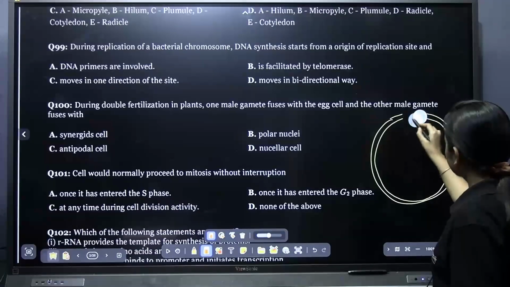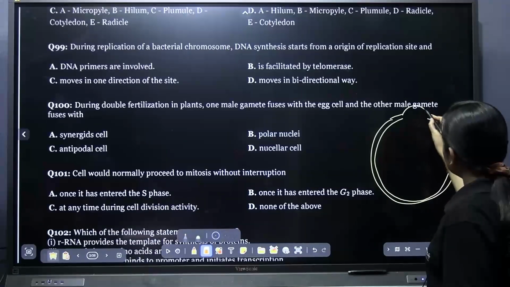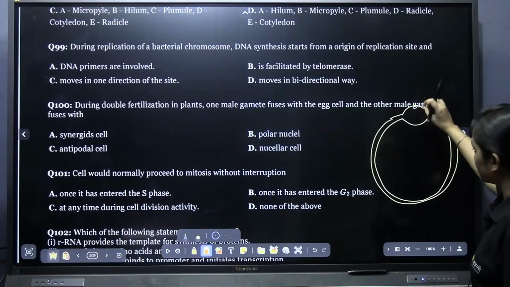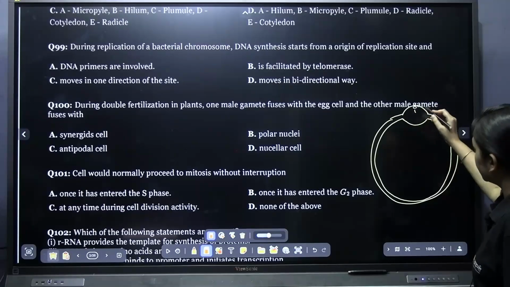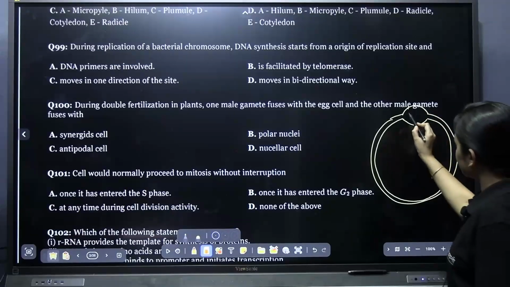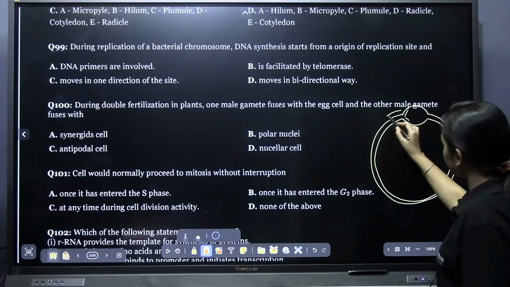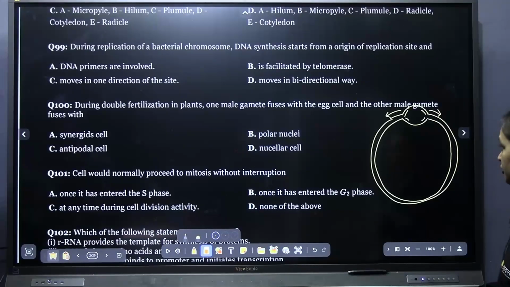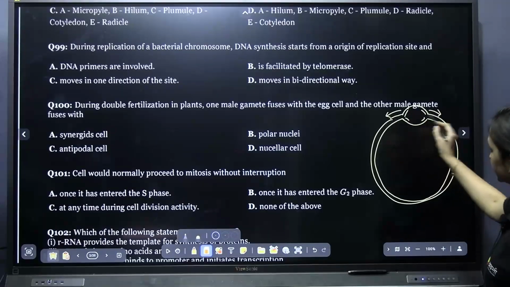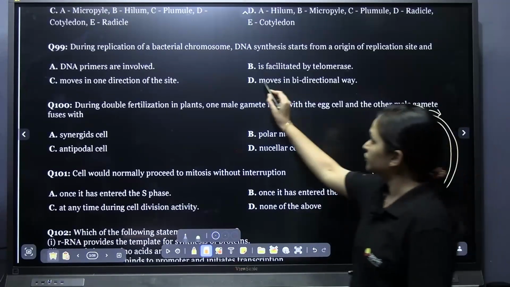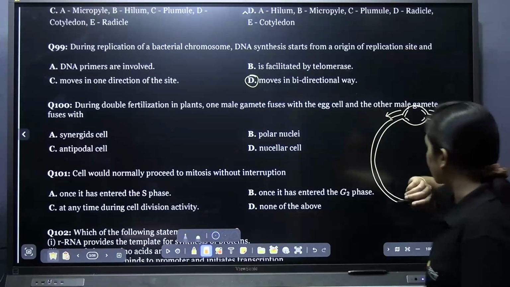if this is the ORI, site of origin, then the helicase will act here and make a loop like this, understanding? Loop like this. So the bacterial replication starts this way, it can start in this way also. So it will be bidirectional. This way also the replication starts, and in this way as well. So it is not unidirectional, it is bidirectional, moves in bidirectional way. So D for Delhi is the correct answer. Understood?